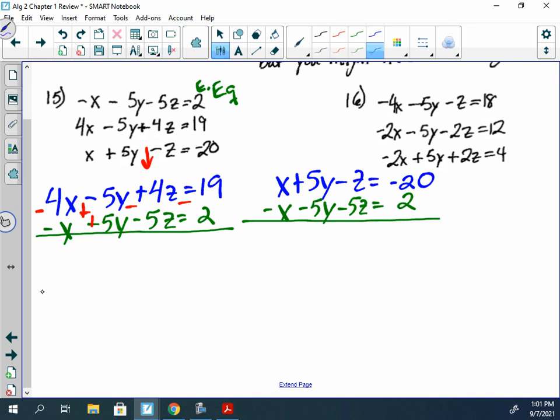So when we subtract 4x minus negative x, well, negative and negative make a positive, so this would be 5x. As we see here, negative 5 plus 5 is 0. 4 minus negative 5, well, the negative and negative make a positive. 4 plus 5 is plus 9z is equal to 17. 19 minus 2.